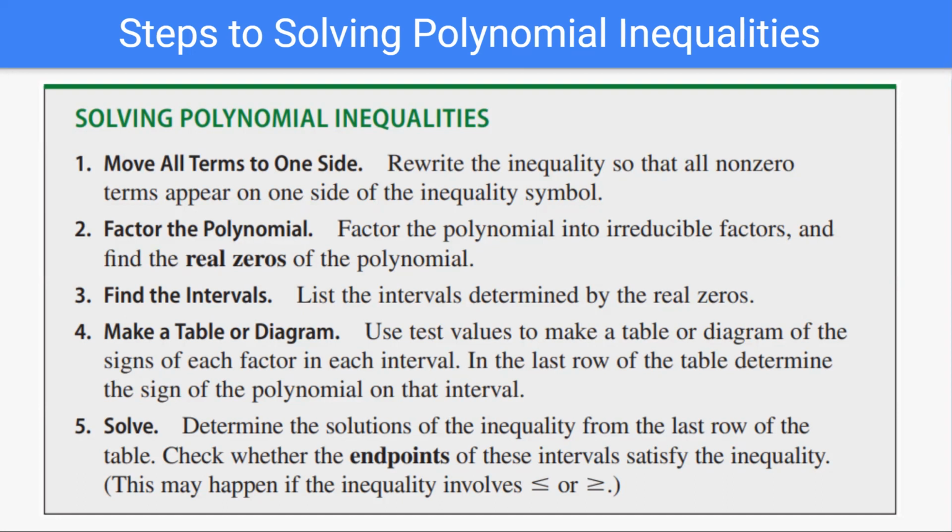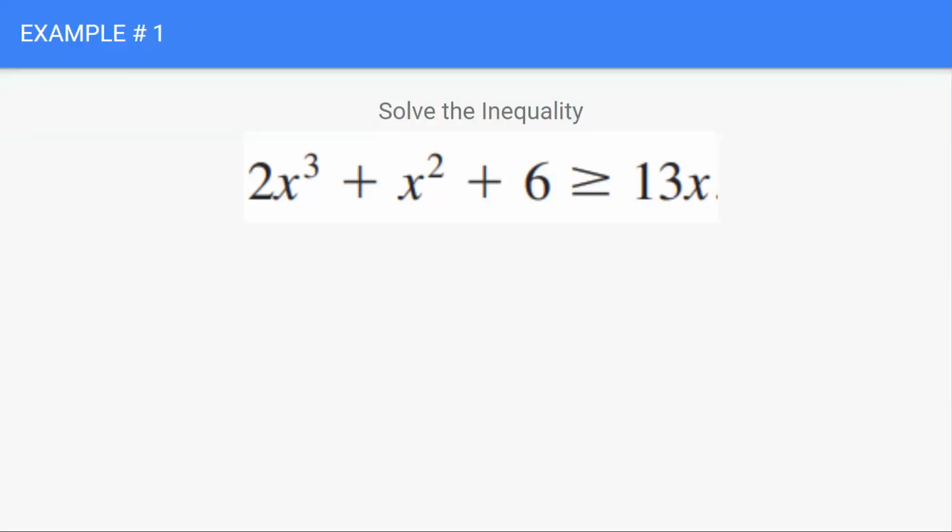Okay, steps 3 and 4. You guys can make a table or a diagram based off of the values that you get, the real zeros that you get. But the easier step for this one would just be to graph. And then step 5 would just be to solve it, right? Just to think about what values would satisfy our inequality.